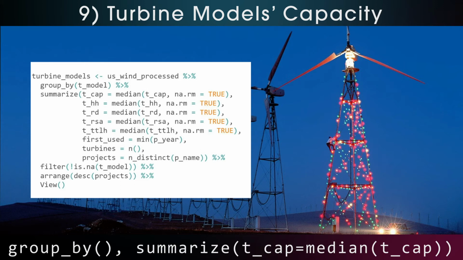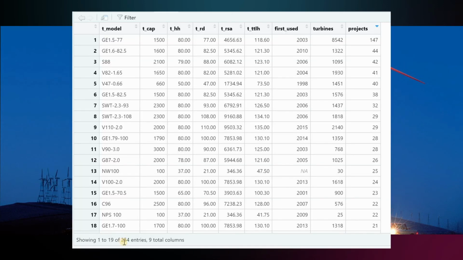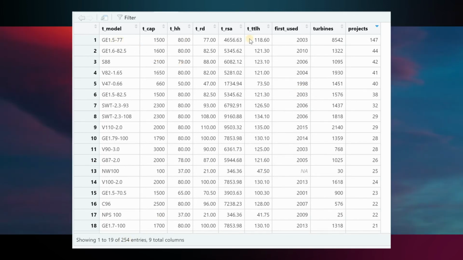And while we're at it, we can find the first year the model was used with the min function and add a count variable as turbines with the n function. The n distinct function can be used to find out in how many distinct projects this specific model was installed in. A lot of analysis can already be done with simply viewing this new data frame. We see that the GE 1.5-77 was installed 8,542 times in 147 projects, which is impressive given that half of the 255 different models were only used in 1 or 2 projects overall.